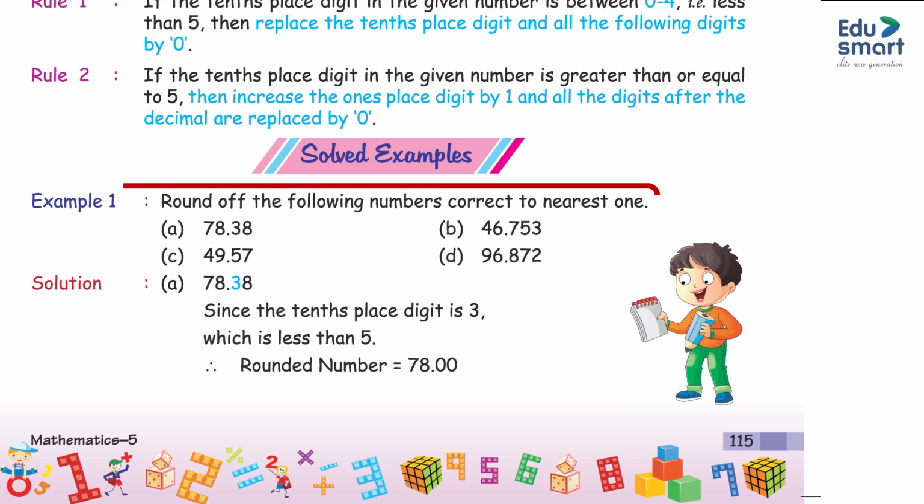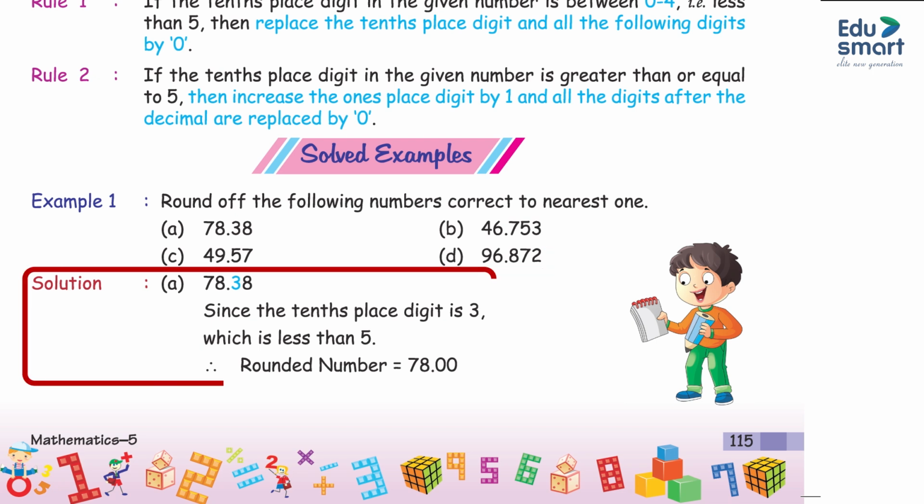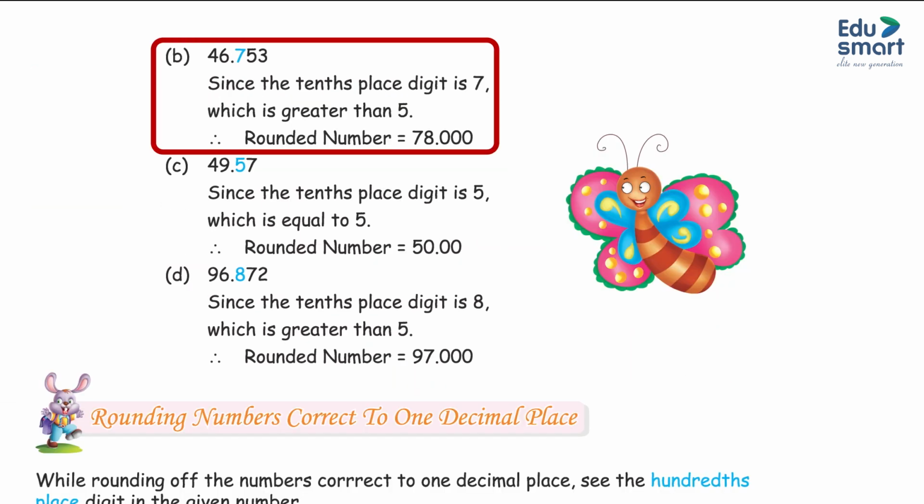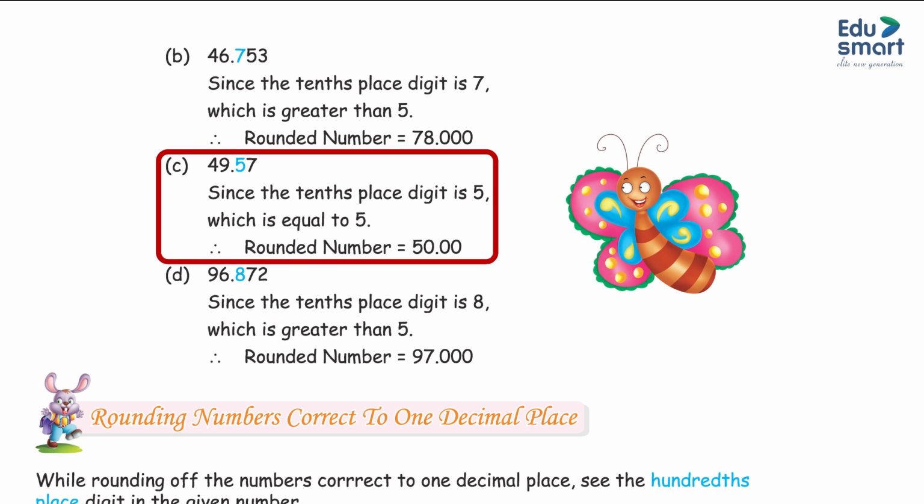Solved example. Example 1. Round off the following numbers correct to nearest 1. A: 78.38, B: 46.753, C: 49.57, D: 96.872. Solution. A: 78.38, since the 10th place digit is 3 which is less than 5, rounded number 78.00. B: 46.753, since the 10th place digit is 7 which is greater than 5, rounded number 47.000. C: 49.57, since the 10th place digit is 5 which is equal to 5, rounded number 50.00.